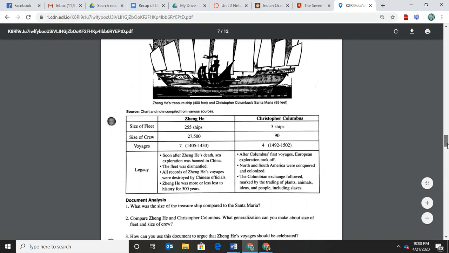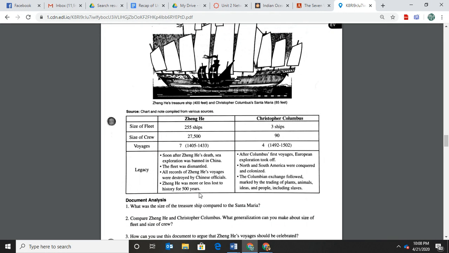Now the legacy. Soon after Zhang He's death, sea exploration was banned in China. The fleet was dismantled. All records of Zhang He's voyages were destroyed by Chinese officials. Zhang He was more or less lost to history. So that's an interesting fact about his legacy.